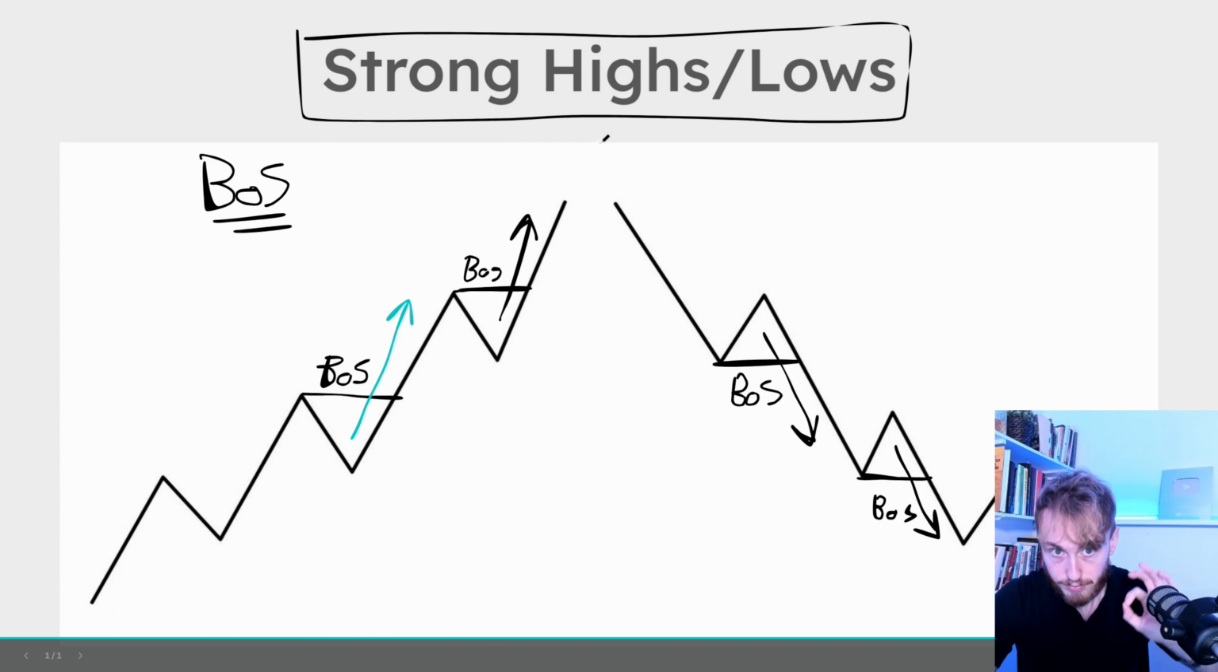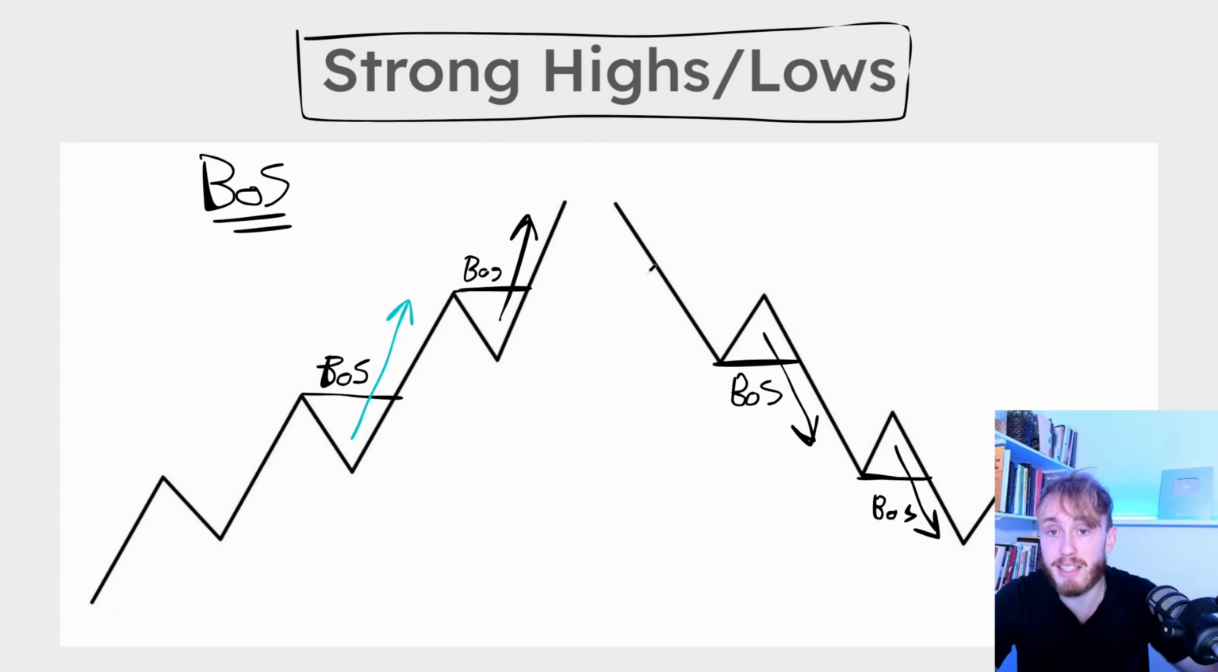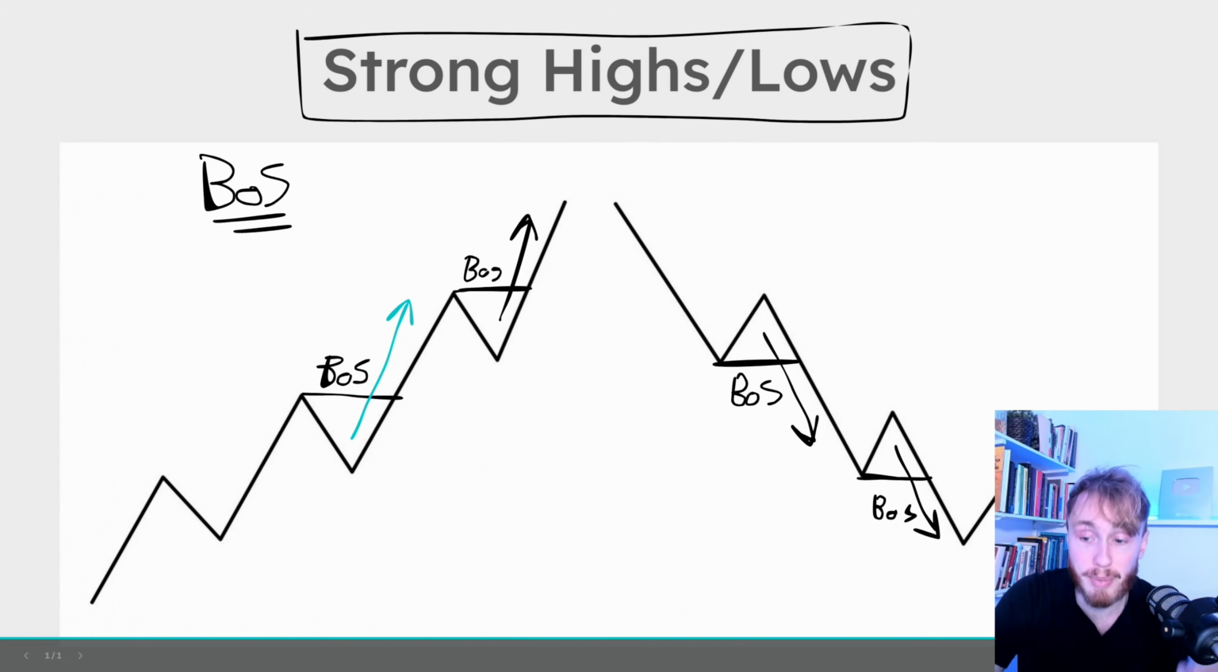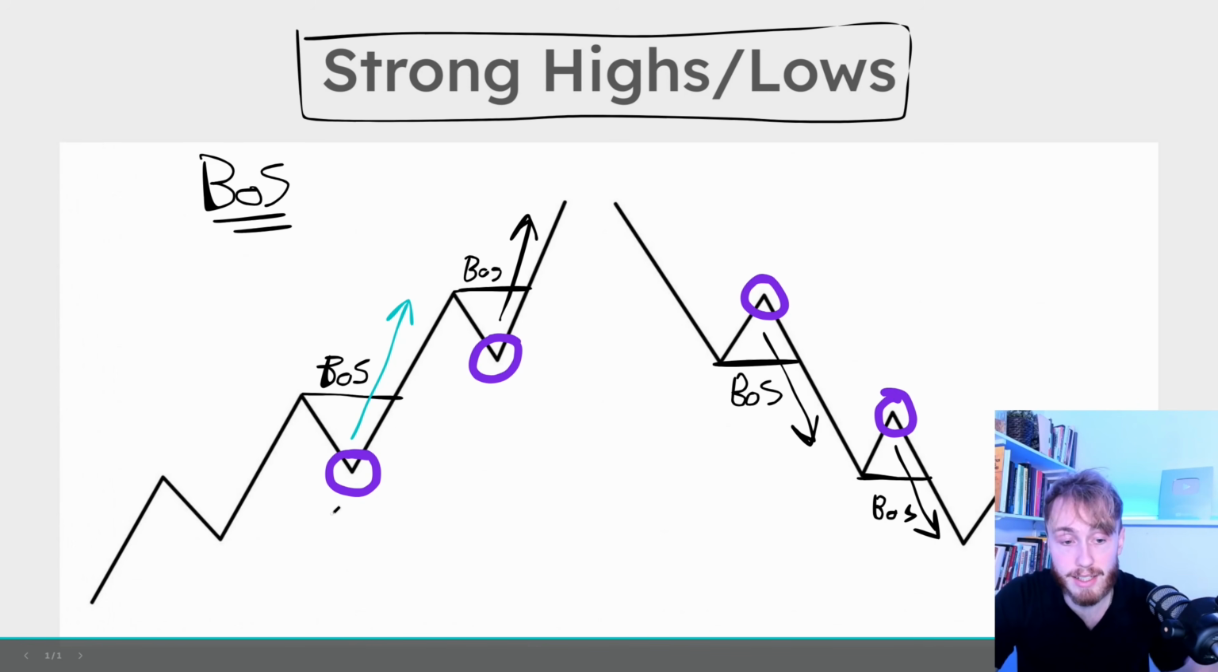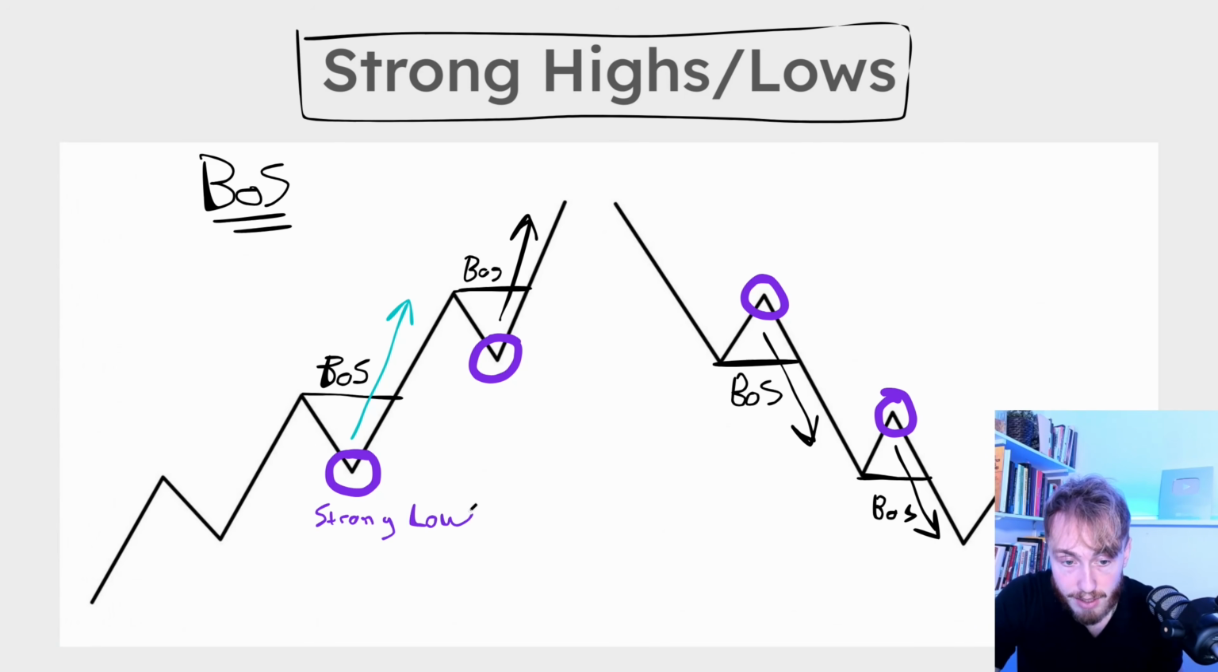And strong highs and lows, make sure to really pay attention. Strong highs and lows come from the point that caused the break of structure. So all of these purple points right here are strong highs and lows. For example, this one right here is a strong low, right? And this one right here is also a strong low. We can write SL.